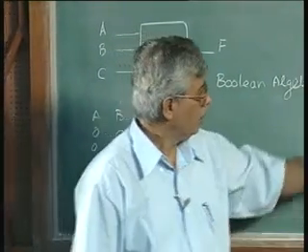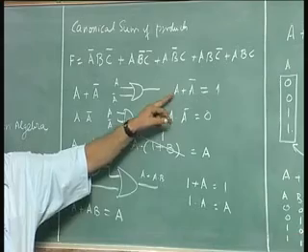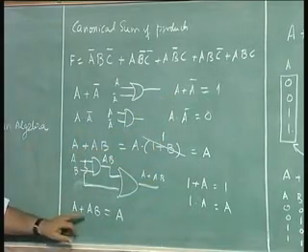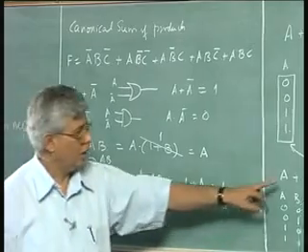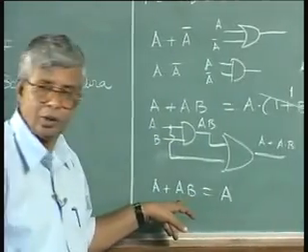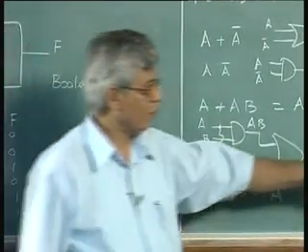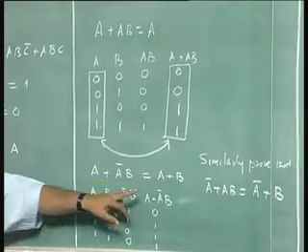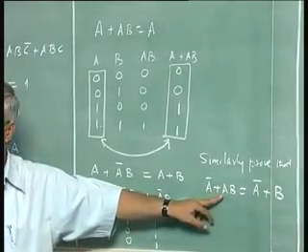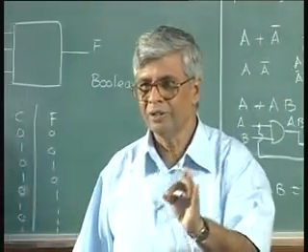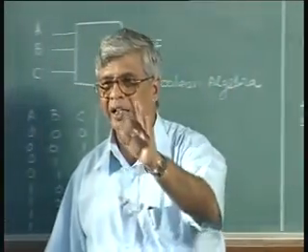Namely, this is this, this, this, this, this, this, this, and this. All of them are knocking off either a term altogether, or in this case I am knocking off a variable in a term. So I have given you identities which will knock off an entire term or knock off a variable in a given term.